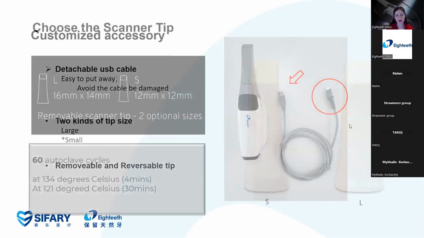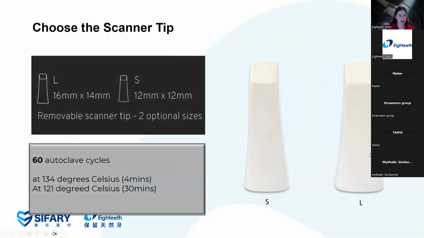So this is the two-tip sleeve. As you see on the left, how big is the mirror? 60 millimeter by 40 millimeter, and the small size is 12 millimeter by 12 millimeter. Yeah. It has two optional sizes, and it's autoclavable.